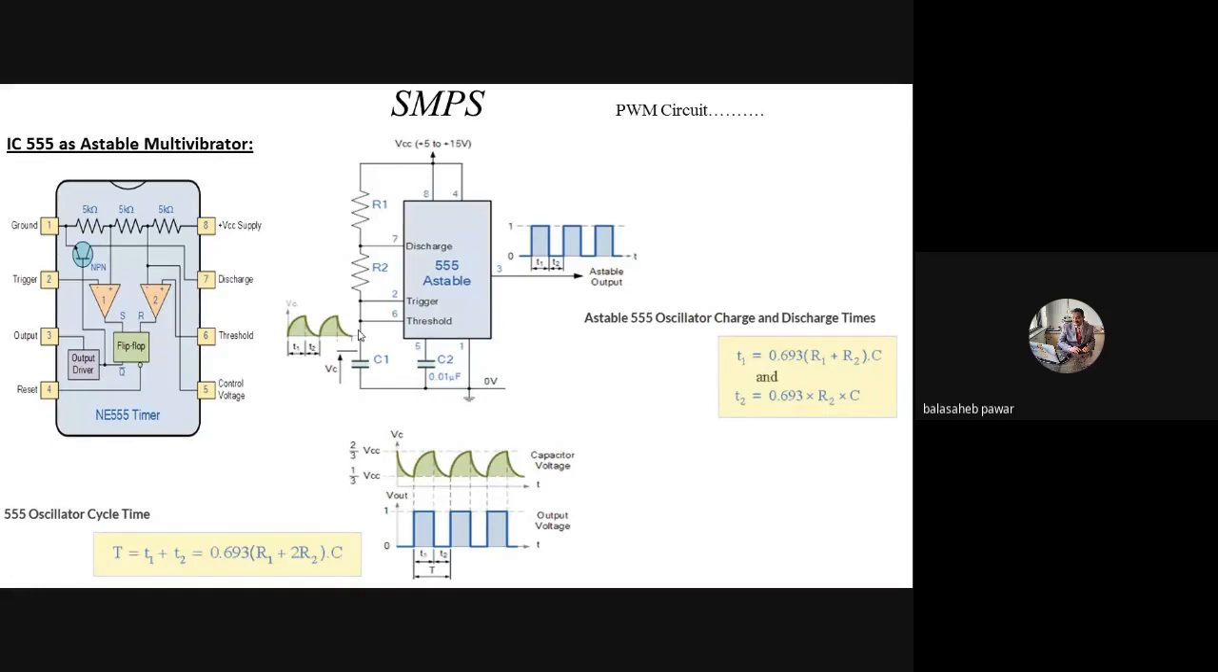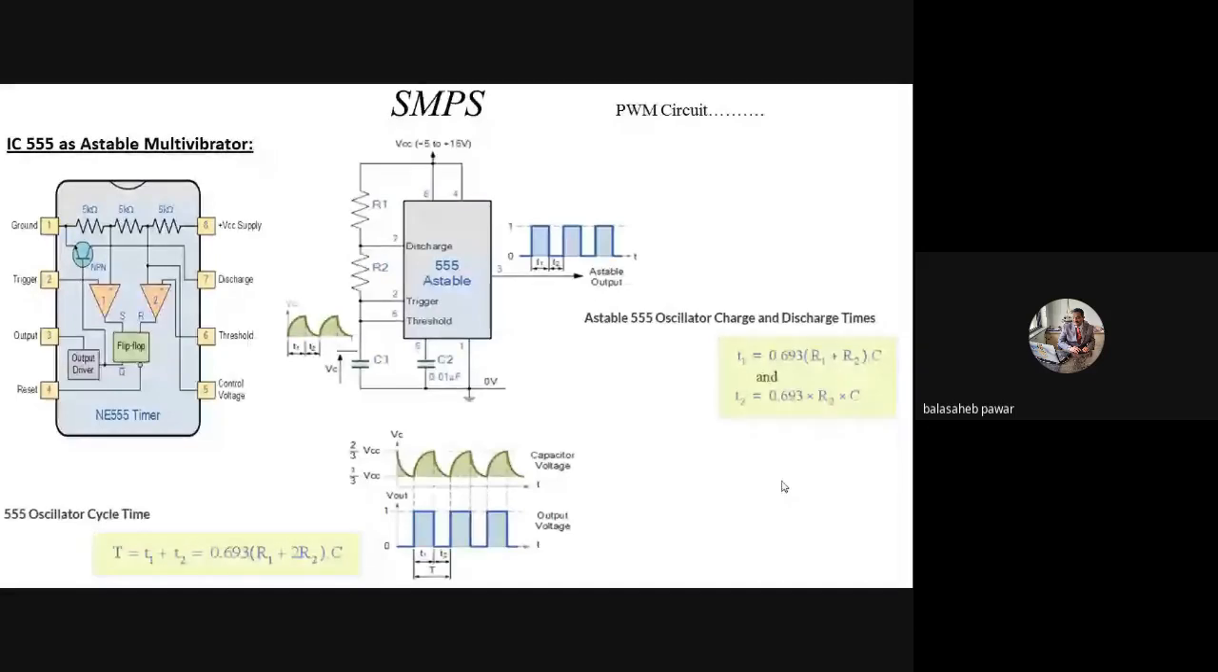Is it clear now? The total oscillator cycle time is given as T equals T1 plus T2, and you have to remember this formula: capital T equals 0.693 times (R1 plus 2 R2) times C. If you add these two, you will get this formula. Is it okay now? Yes or no? Yes. Okay, so I will give one assignment based on this IC 555.